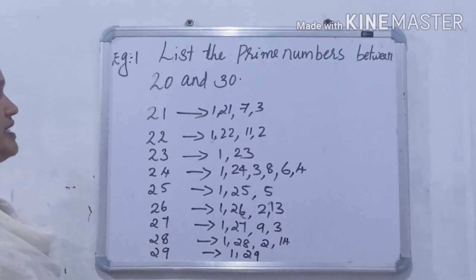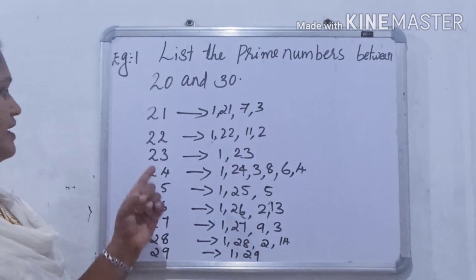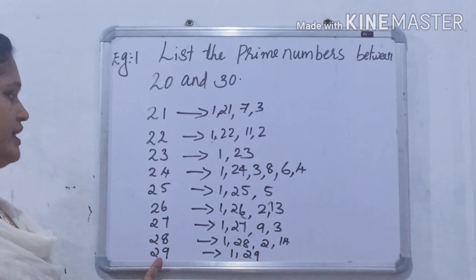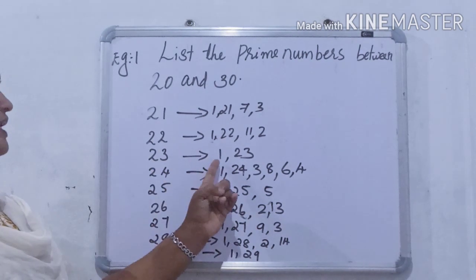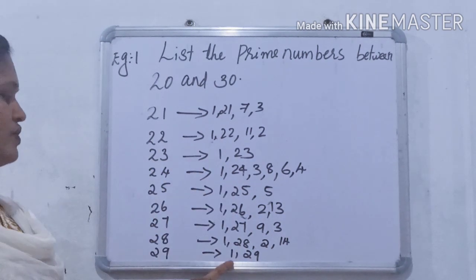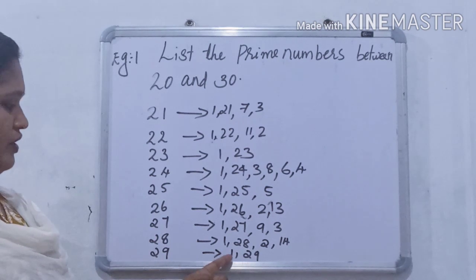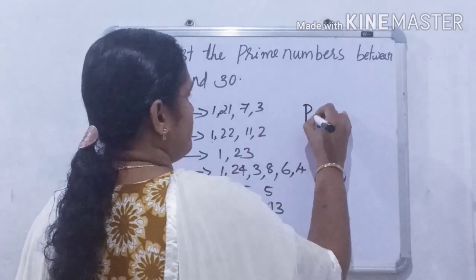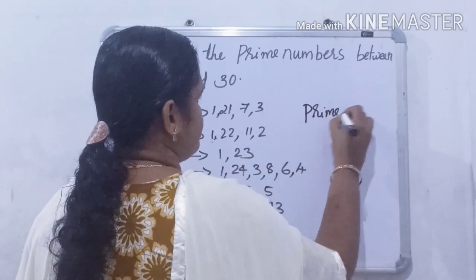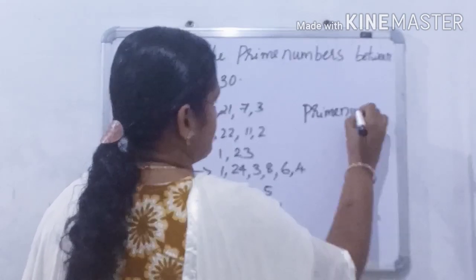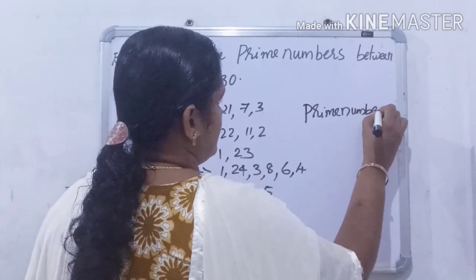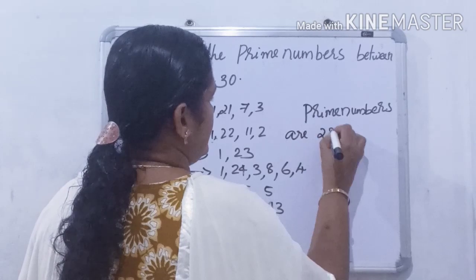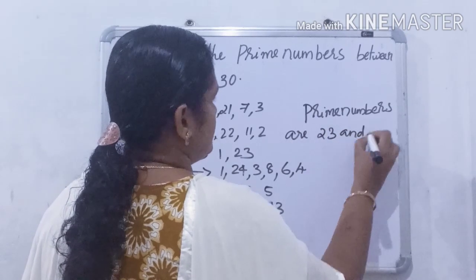Here, which are the prime numbers? Here only two prime numbers, 23 and 29. 23 has only two factors and 29 also has two factors. So, the prime numbers are 23 and 29.